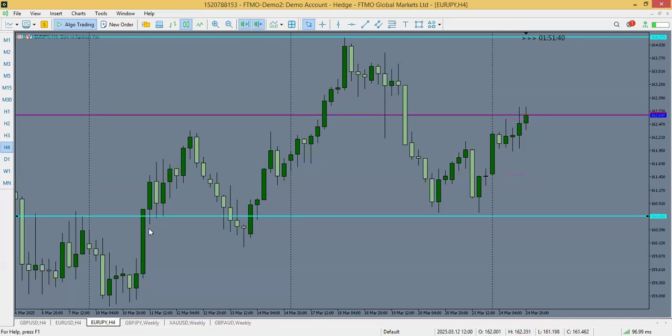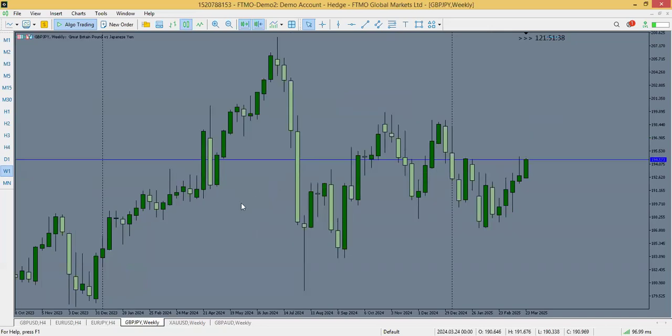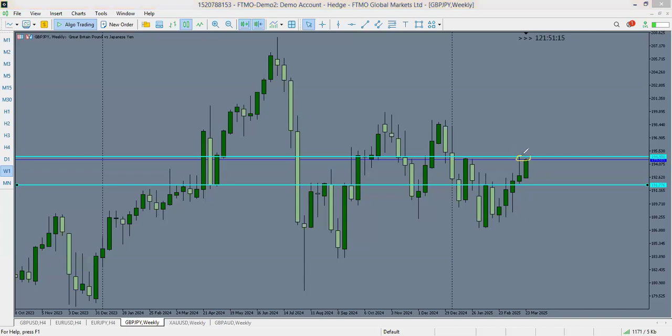Let's look at pound yen. On this as well, let's look at the highs. This is the last high for last week. This is the low of last week. And price is actually almost already at the highs there. So something is going to happen once it gets to these highs here.